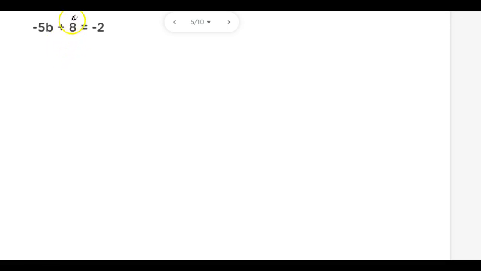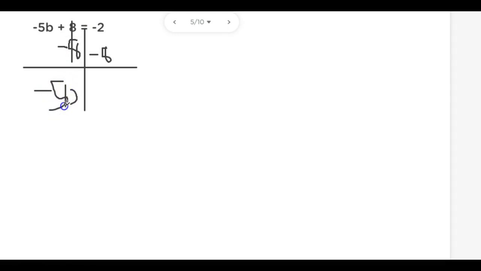What are we going to do? Well, you have a +8 here, right? So I'm going to do a -8 on both sides. That gives me a 0 pair. You got a -5b. Y'all know what that is. And that's going to give you a -10. Perhaps I should have made that look more like a b. I'll do a capital B.